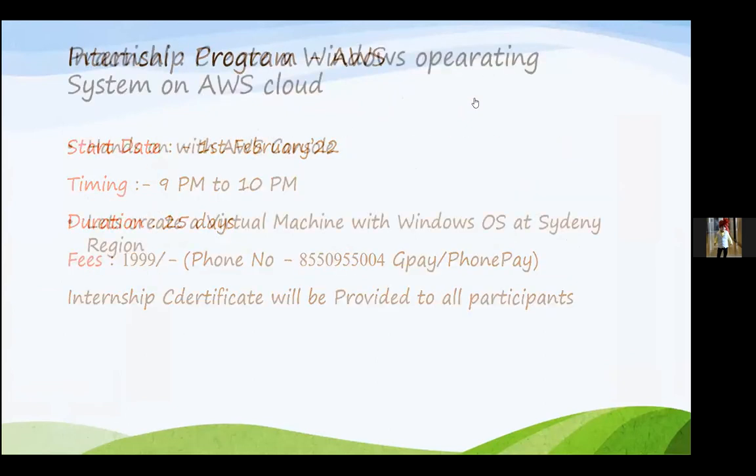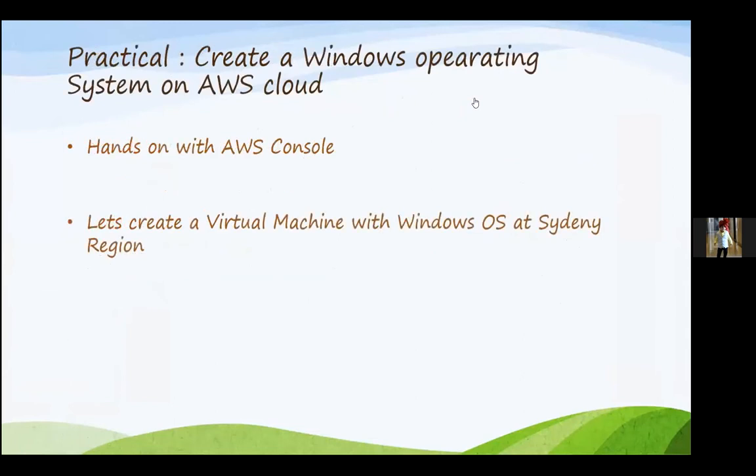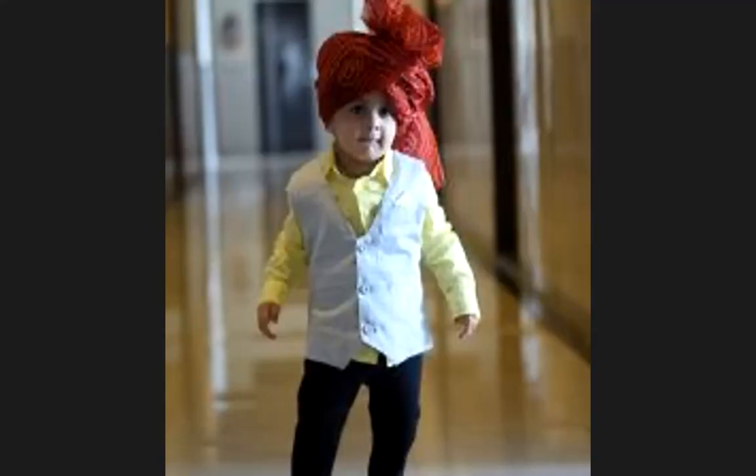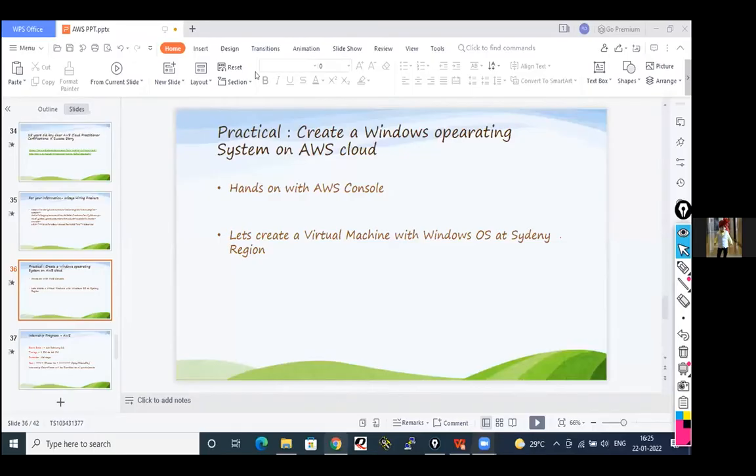So for the hands-on practice, what is my requirement? Let's create a virtual machine with the Windows OS in the Sydney region. My dear friends, I am going to create one virtual machine with the Windows operating system at where? Sydney region. So let's wait. I am going to share the screen again. We will go to the Amazon console, and finally I am going to go into the AWS console.